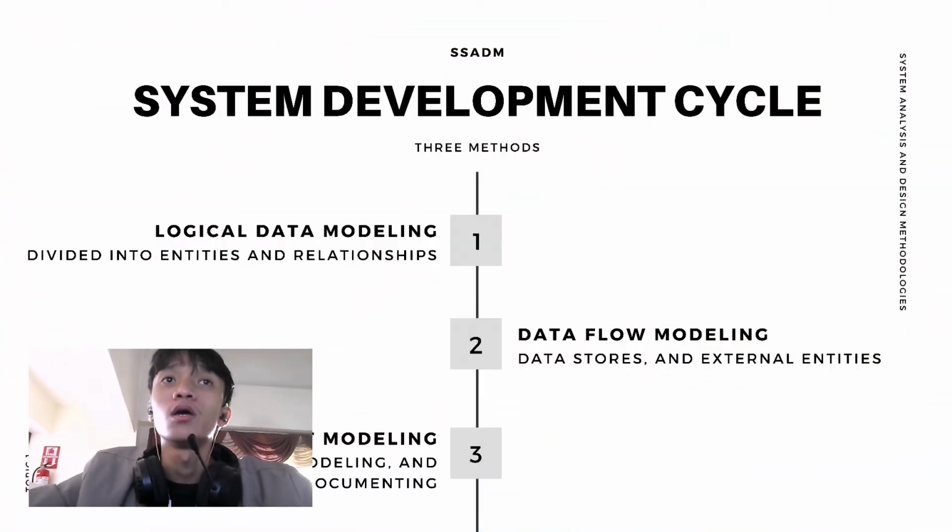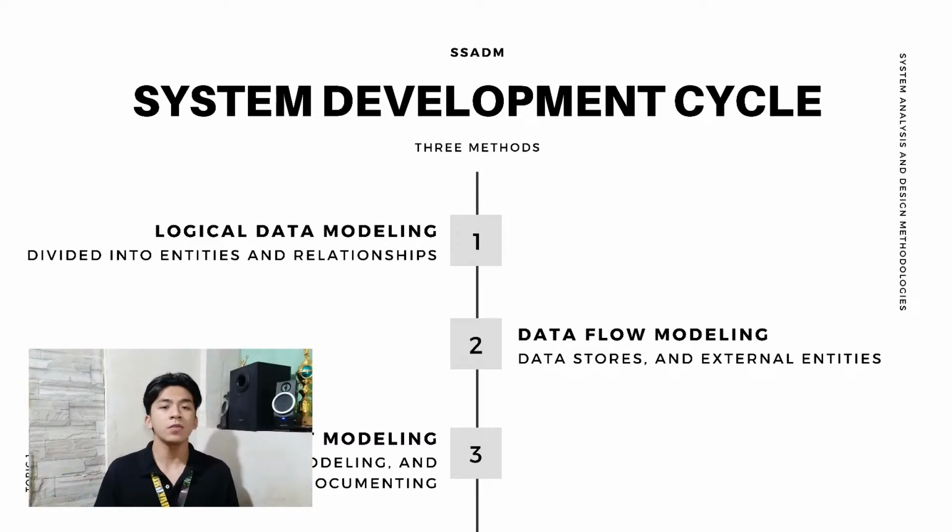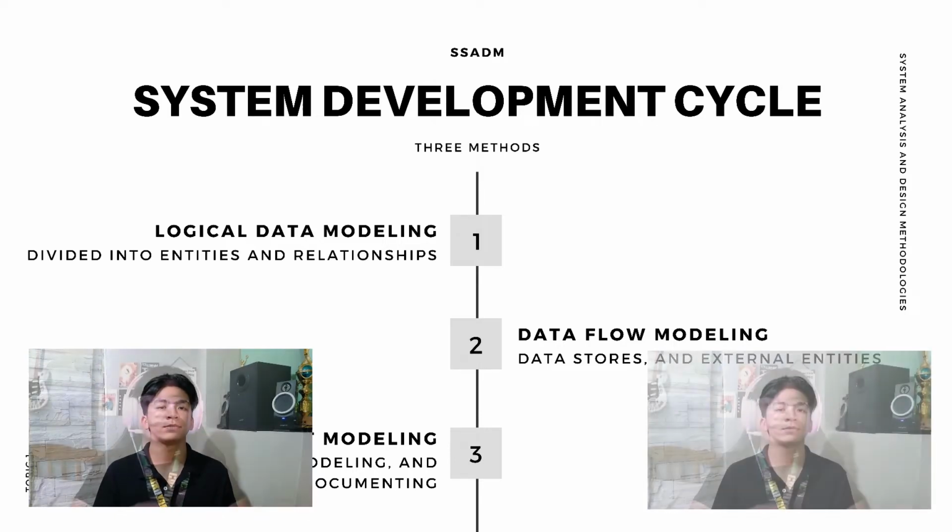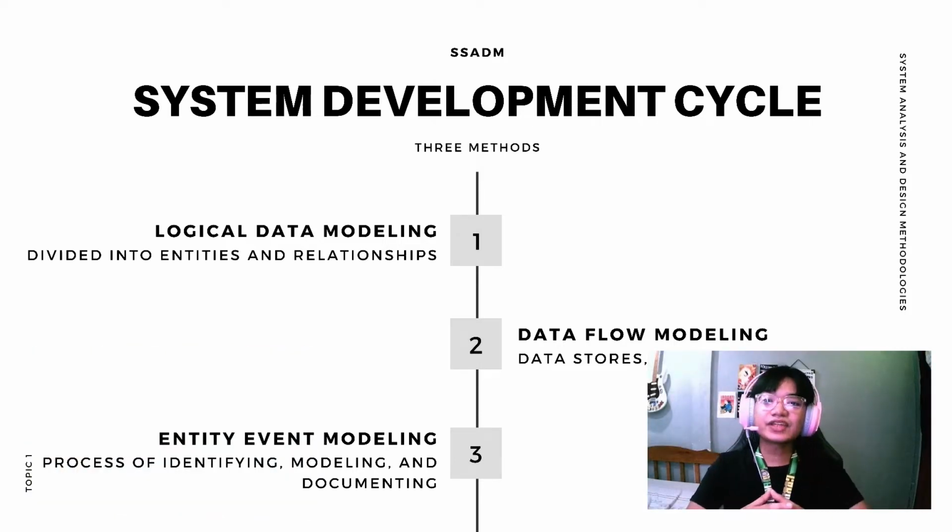There are three methods involved in a system development cycle. Number 1. Logical data modeling, which divides the system under development and its data into entities and relationships. Number 2. Data flow modeling. It shows the data around an information system and examines processes, data stores, and external entities. Lastly, number 3. Entity event modeling. This affects each entity and order. These are the processes of identifying, modeling, and documenting.